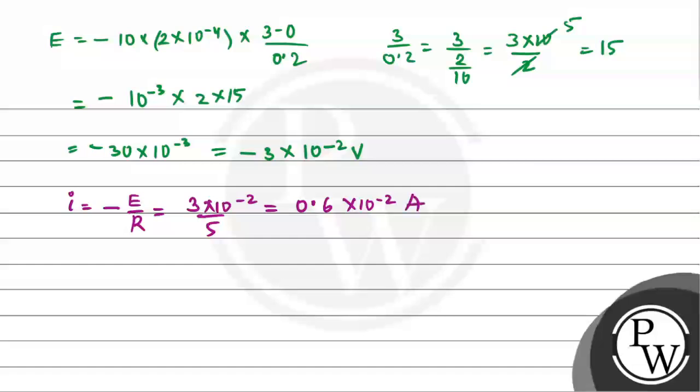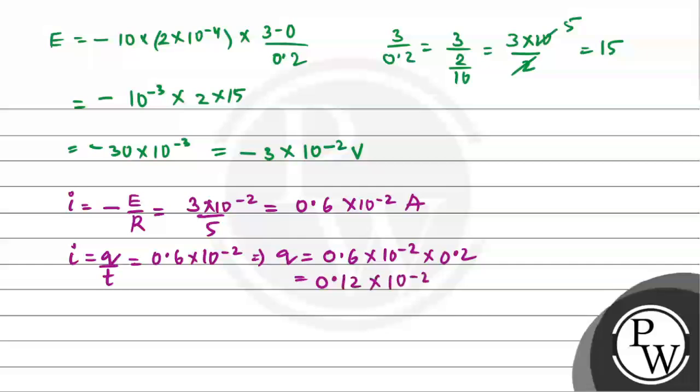This much ampere, right? And we can say that I equals Q by T. Q means induced charge, whose value we have to determine, and T is the time. I equals 0.6 into 10 to the power minus 2. The value of T we know is 0.2 seconds, so Q equals 0.6 into 10 to the power minus 2 into 0.2, that is 0.12 into 10 to the power minus 2. So from here we can write 1.2 into 10 to the power minus 3, this much coulomb.